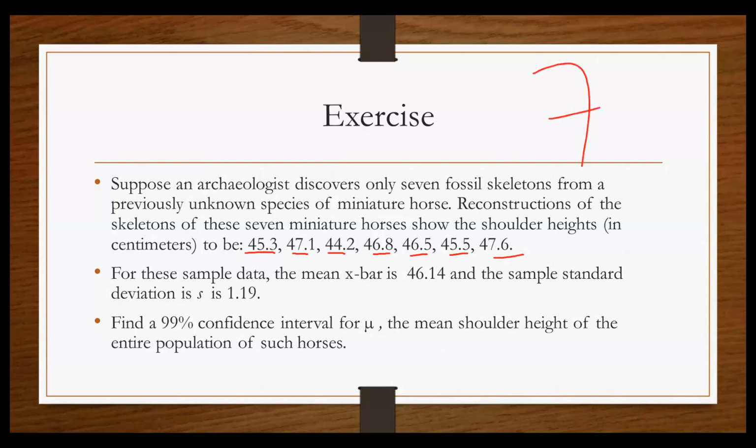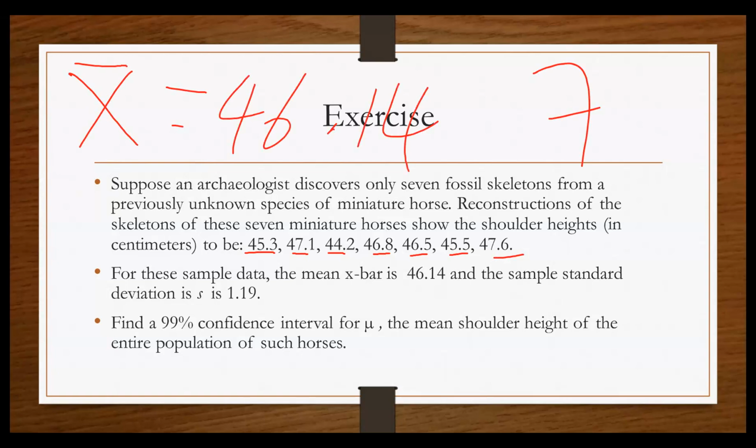Is that right? And then you are given from these sample data the X bar, the mean. I said that the mean from the sample is called X bar. Is that clear? Yes. The X bar is the mean from the sample. It is given to be 46.14, and the sample standard deviation has been given as 1.9. I'm hoping that you have a calculator today. Is that right? Yes, I have.